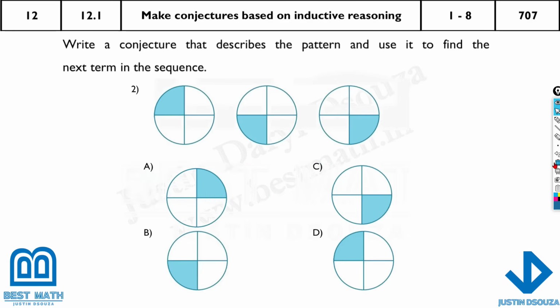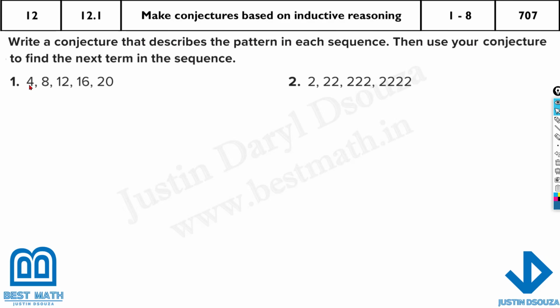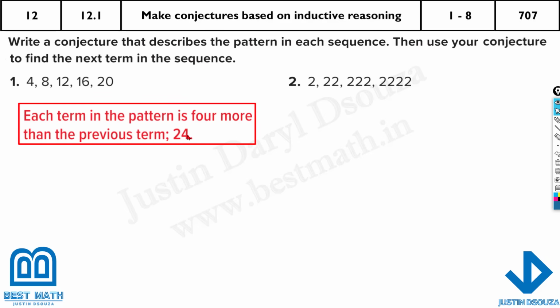Now, what about this one here? You can see this is the given pattern. First, it's at the top left, then left down, right down, and it should go up, right? Imagine you're spinning it. It's coming down, down, and now up. So it should be option A. That'll be top right. Now, what are the next terms here? 4, 8, 12, 16. It's adding by 4. So it's going to be 24. That's the next term.